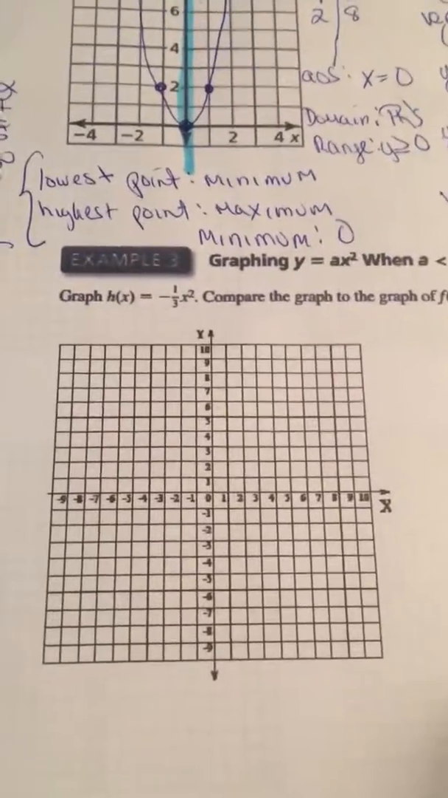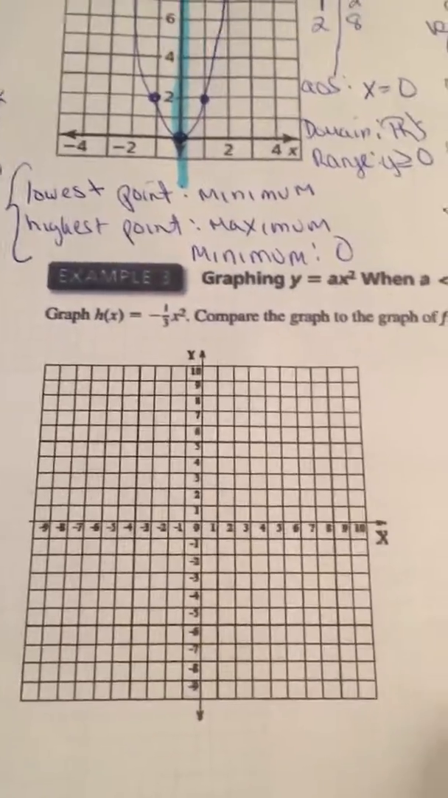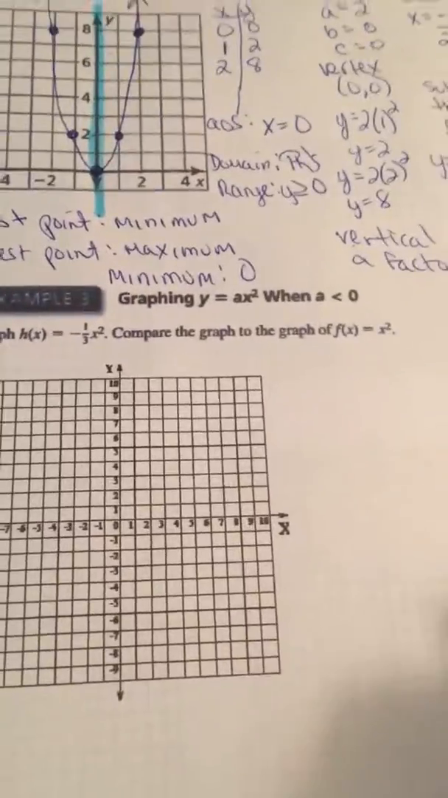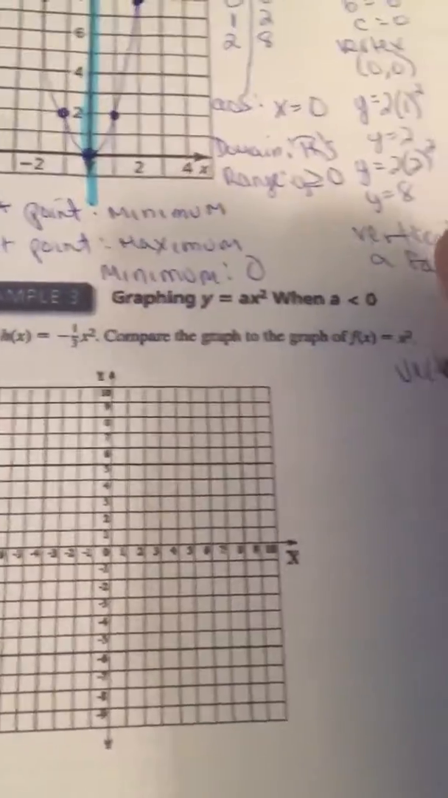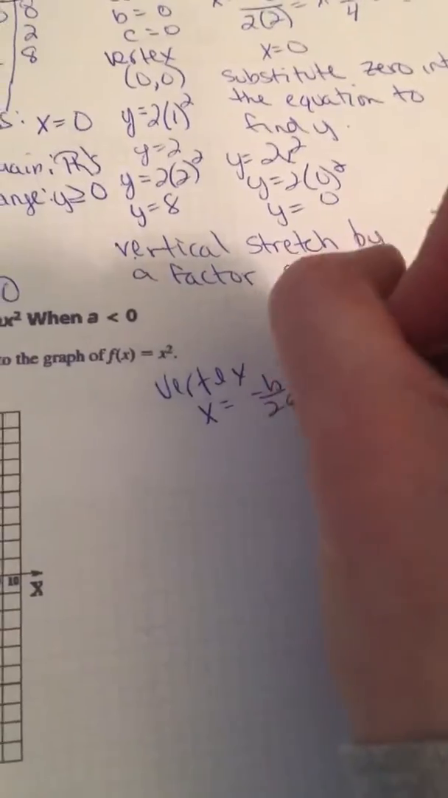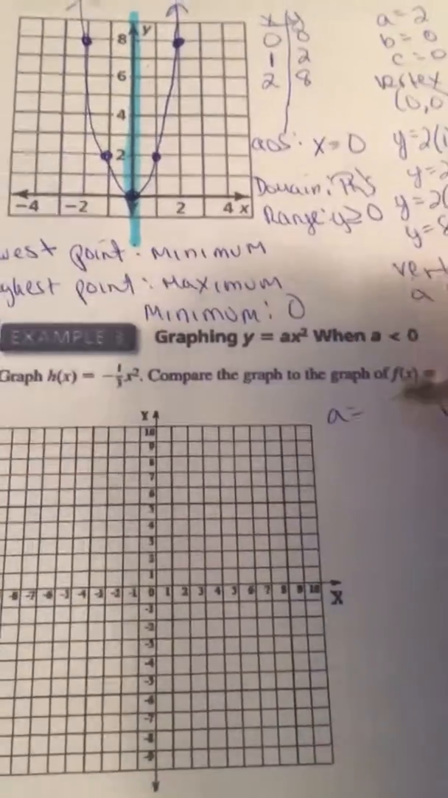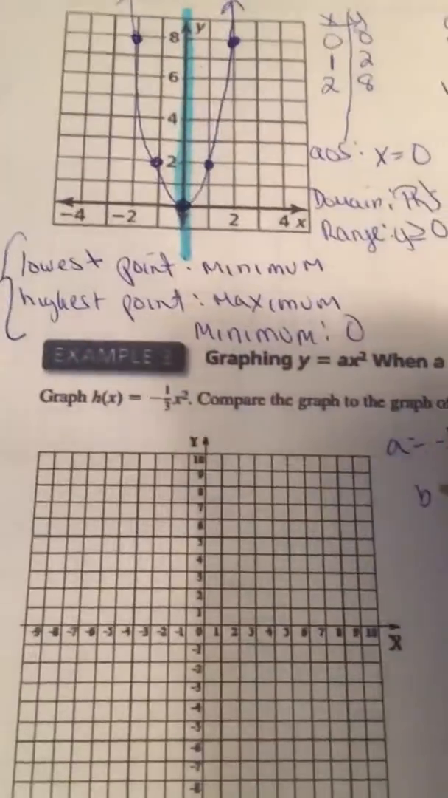All right, for our next example, we have h of x equals negative 1/3 x squared. So we're going to start by finding the vertex. And again, the x value of the vertex is x equals negative b over 2a. When I look at this example, a equals negative 1/3, b equals 0, and c equals 0.